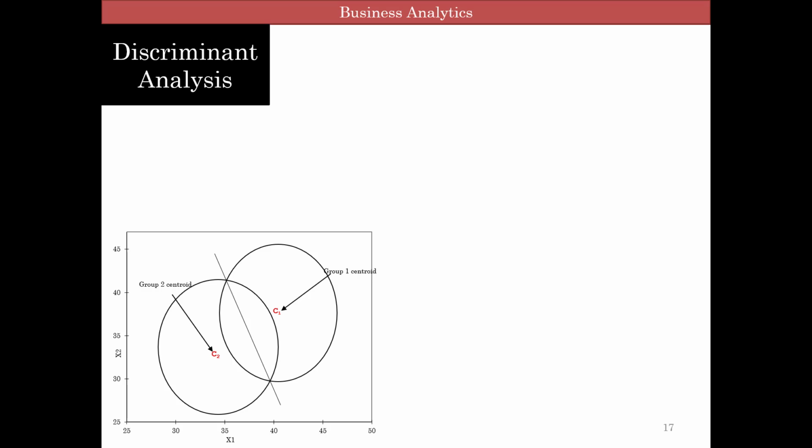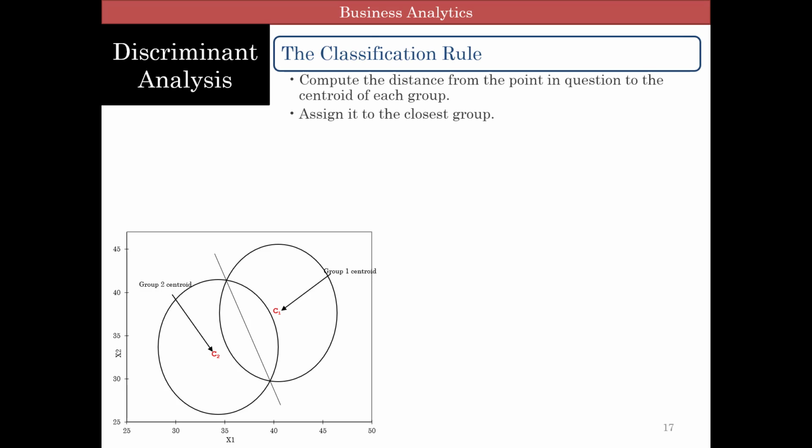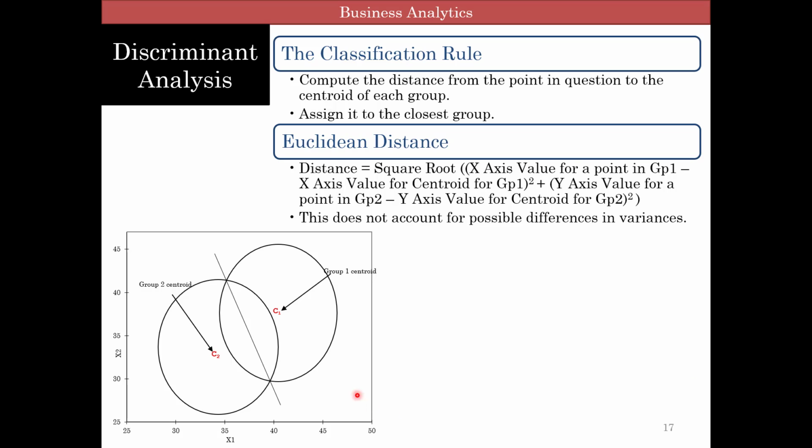All right, so the method we talked about is to compute the distance and assign the point to the closest group. How you compute the distance normally is by Euclidean distance. We take the x-axis value of the point and ask how far it is from the centroid, then the y-axis value and how far it is from the centroid, then we square them and take the square root. But this doesn't really account for the variances. It works when the data is distributed in these nice circles.